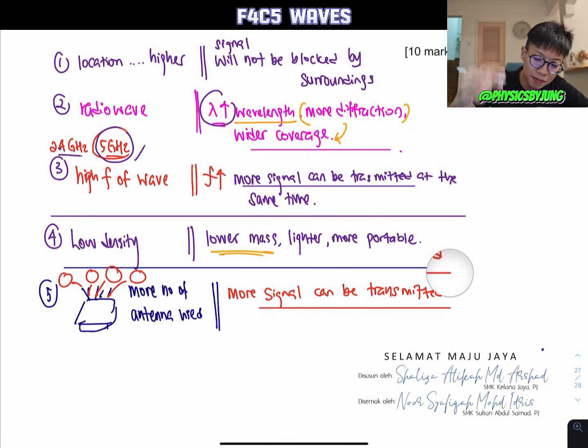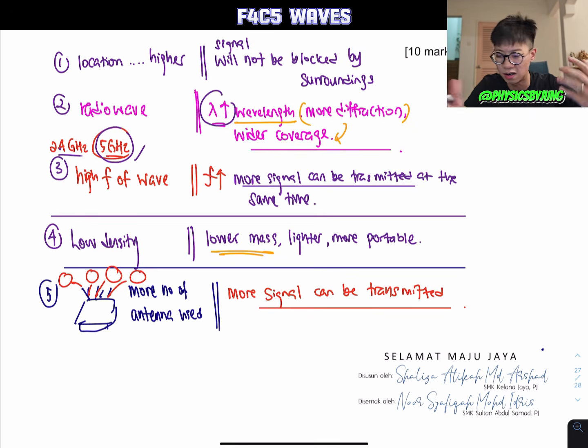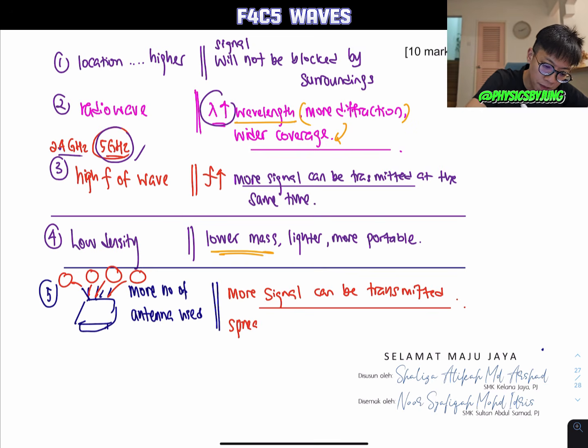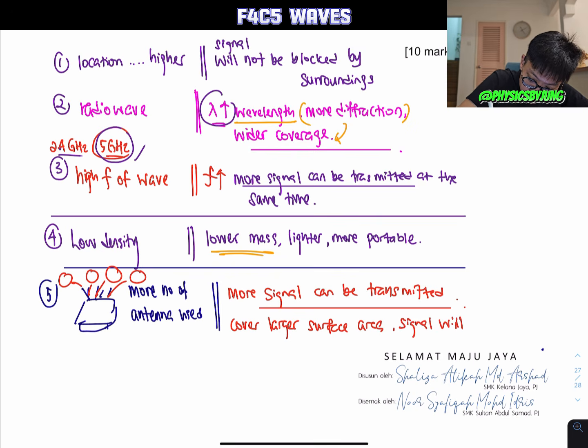Alright, if you feel like, oh, this is very hard to say, or hard to think, I don't have to write at the same time because this is more signal. I don't need to write both at the same time. So it can be transmitted, or you can say so that it can cover larger surface area. Okay, why? Because the signal will be stronger. You have more antenna, means that you actually transmit stronger wave.